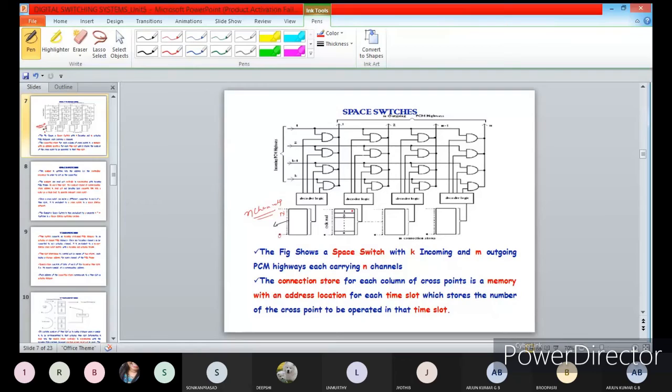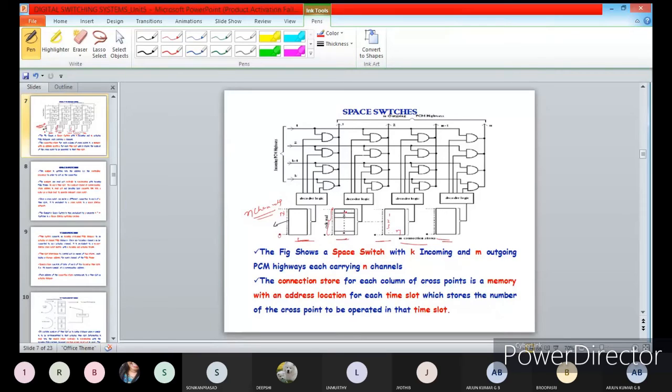You can see these are the columns, and these are the connection stores. Each rectangular box mentioned here is a connection store, and it has n number of channels, like 1, 2, 3 up to n channels. That's why there is a connection store for each column.